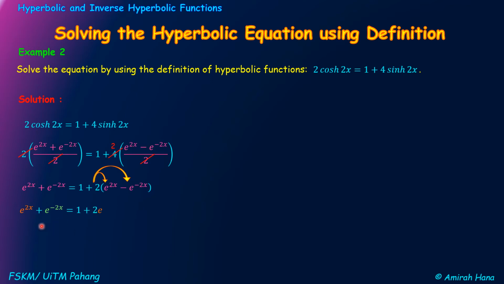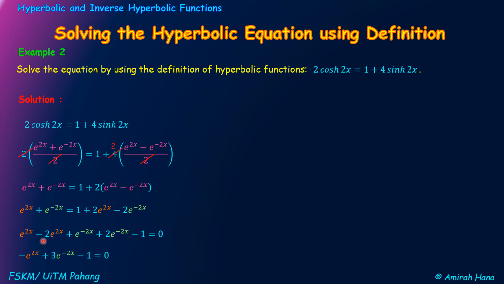Okay, so after we expand, we get e to the power of 2x plus e to the power of negative 2x equals 1 plus positive 2e to the power of 2x, and then positive times negative equals negative, so minus 2e to the power of negative 2x. And after that, we move all terms to the left-hand side. Okay? Then we get this.